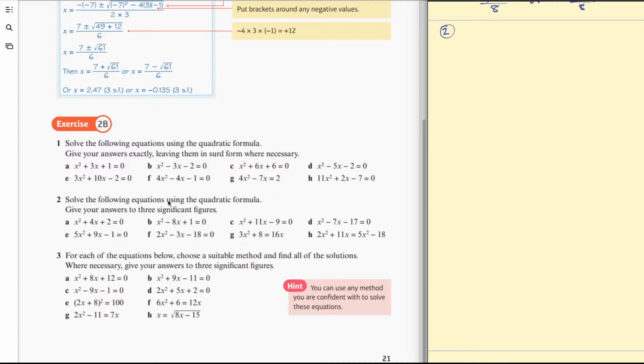Question 2 says, solve the following equations using the quadratic formula. Give your answers to 3 significant figures. So last time they said give the answers exactly. This time we're going to have to get the decimal solution. Okay, so I might just do 2 of these, maybe E and F. E is 5x squared plus 9x.